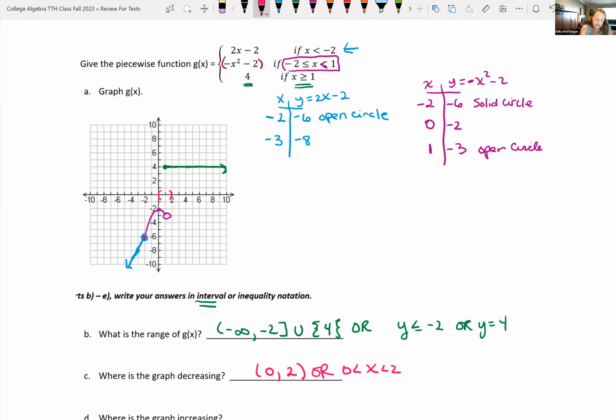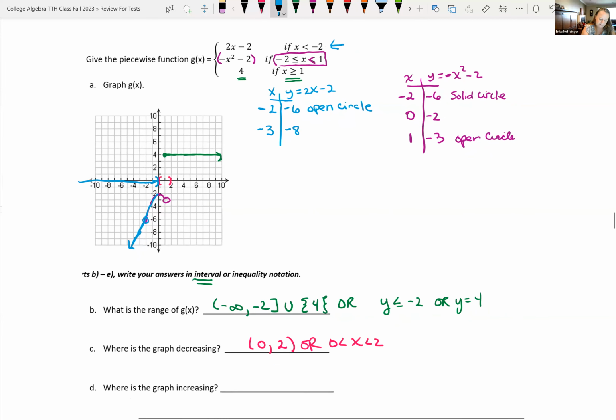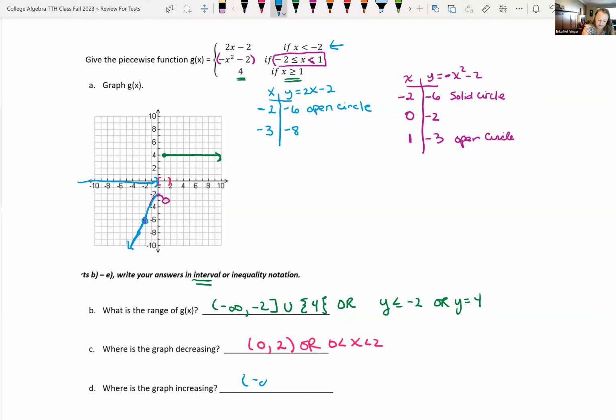Where is it increasing? So where is it going up when we're looking at the graph, going from left to right? Again, we're using the x values. So the x values that we're going up are from negative infinity all the way until we hit 0. So negative infinity to 0, or when x is less than 0.